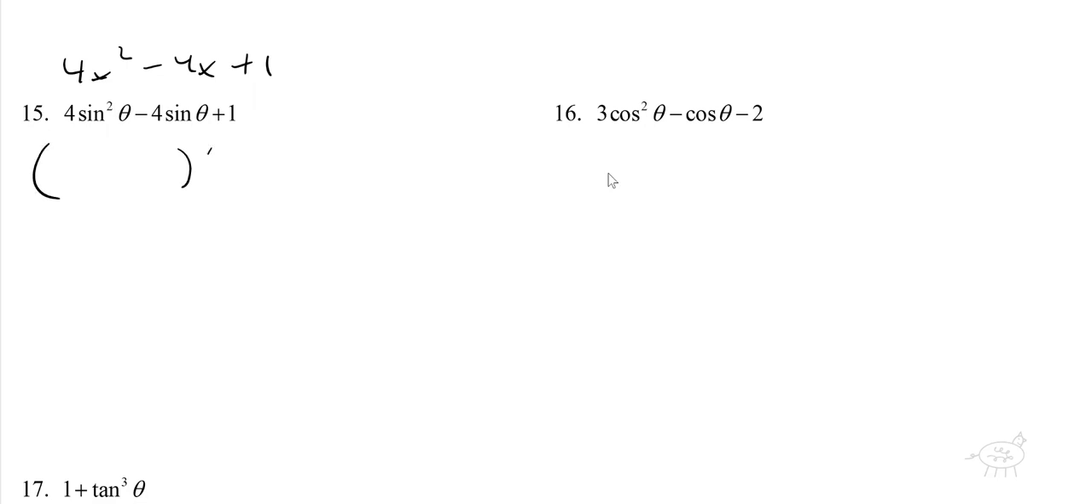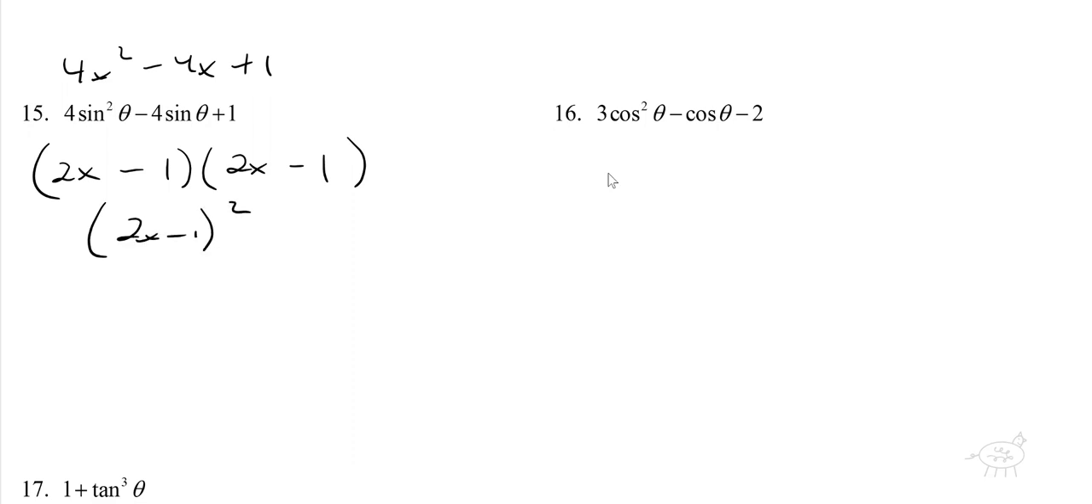If I want to factor this, the one I just wrote up on top there, I'm going to get 2x and 2x, and then it's going to be minus 1 and minus 1. You guys agree with that? If I FOIL that out, I get 4x squared minus 2x minus 2x, which is minus 4x, then plus 1. So it's really 2x minus 1 quantity squared.